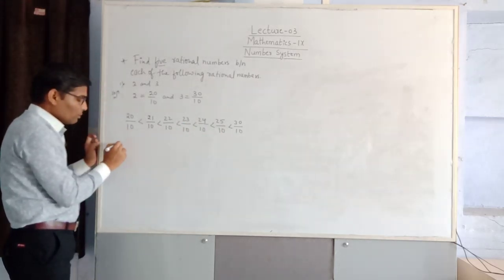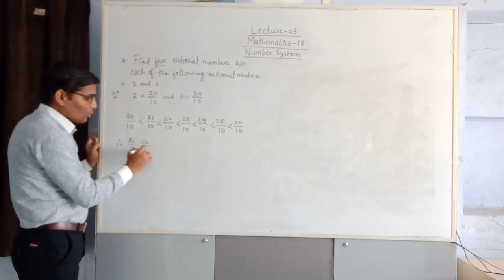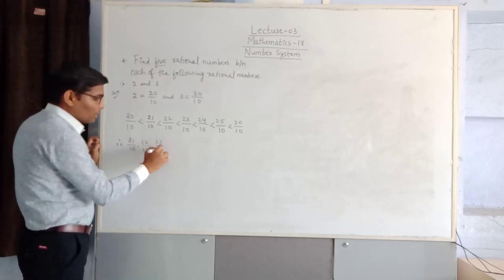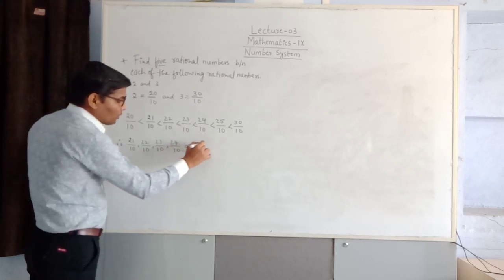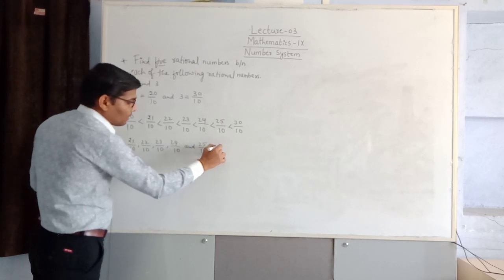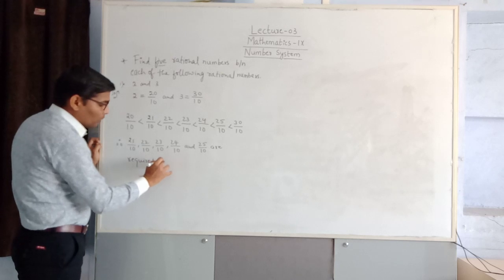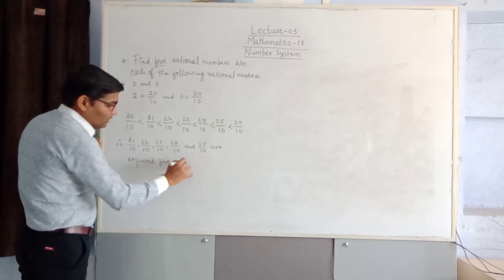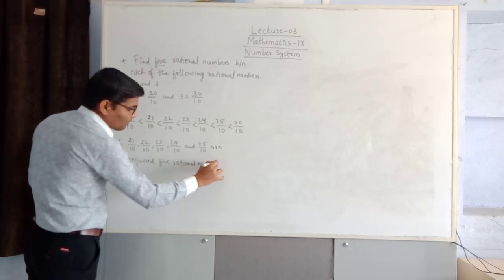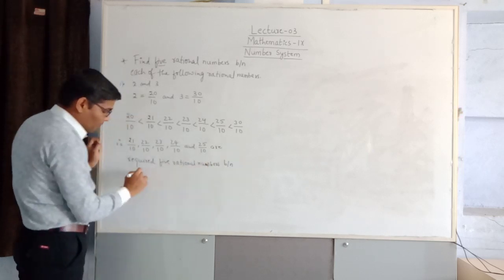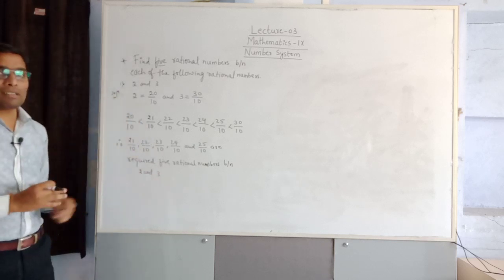So the concluding statement will be: therefore 21 by 10, 22 by 10, 23 by 10, 24 by 10 and 25 by 10 are the required 5 rational numbers between 2 and 3. This is a way of solving these kinds of problems.